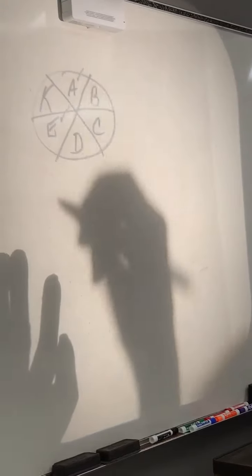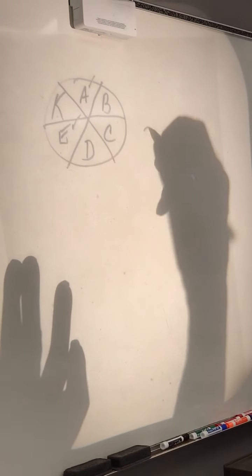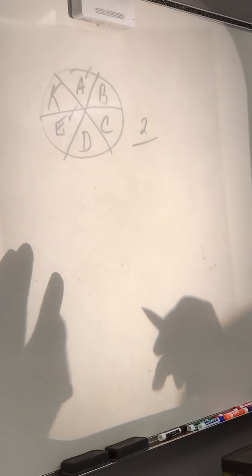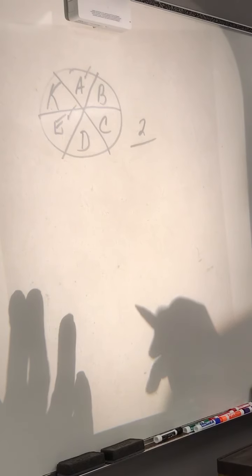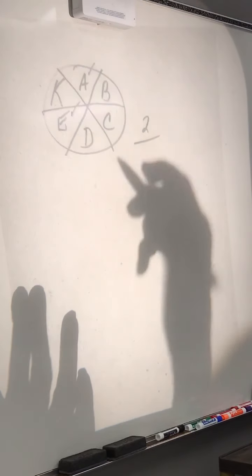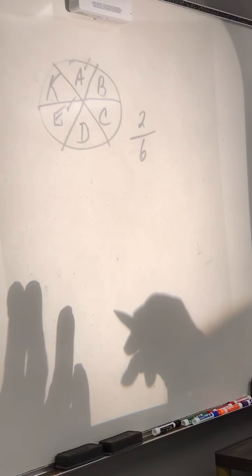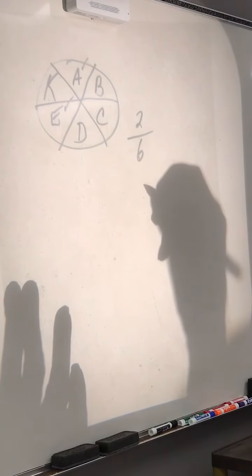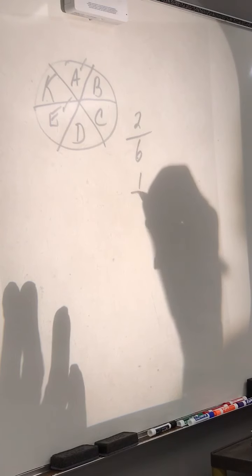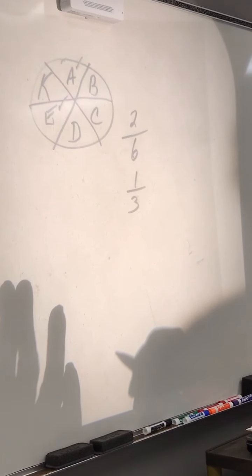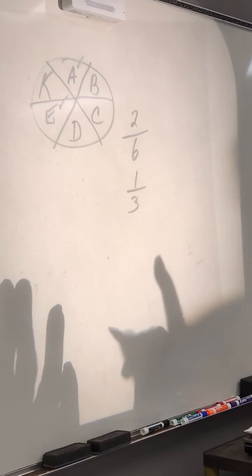Now, I hope you know your vowels, A, E, I, O, U. So here we have two vowels. So we put a 2 in our numerator. That's what we're looking for, a vowel. We have 6 choices in all, so we put 2 over 6. Now, 2 over 6 will simplify to 1/3. So let's write 1/3. Now that's the first spin.